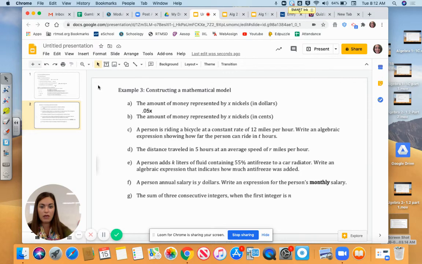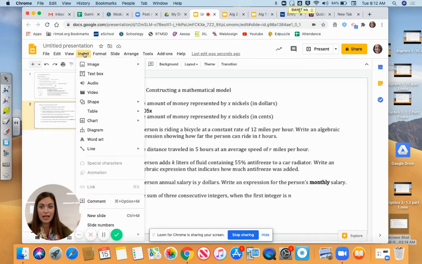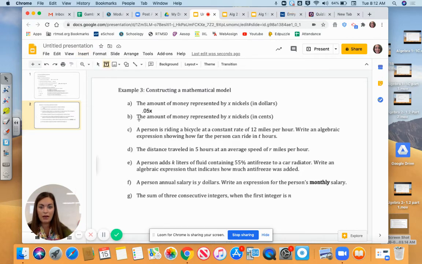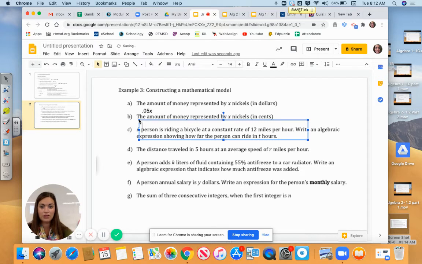The amount of money represented by X nickels in cents. So this is similar, but now instead of having the answer in dollars, it's just going to be 5 cents and multiplied by X again.